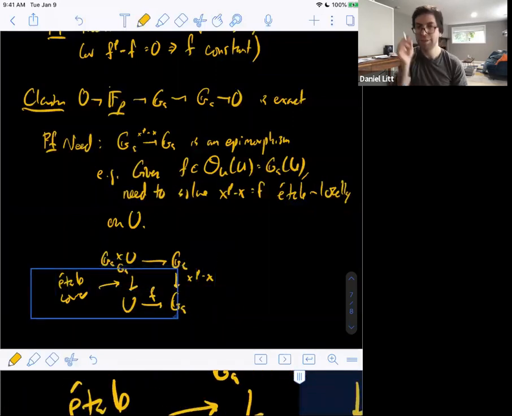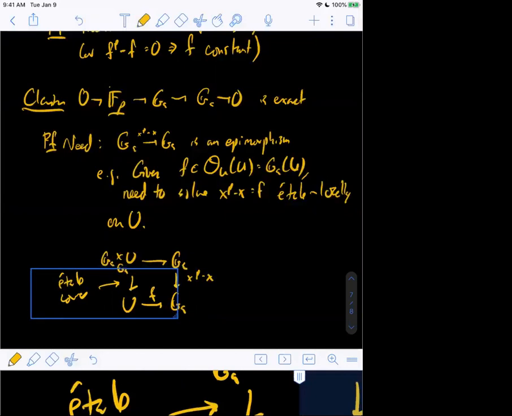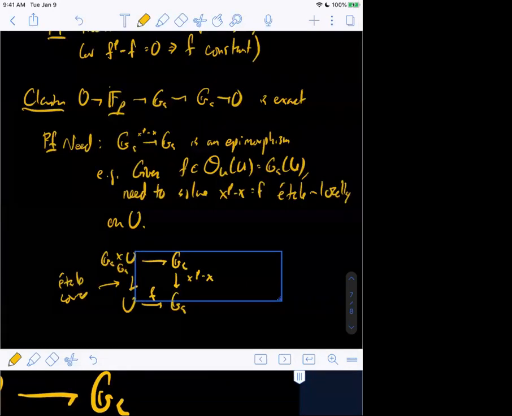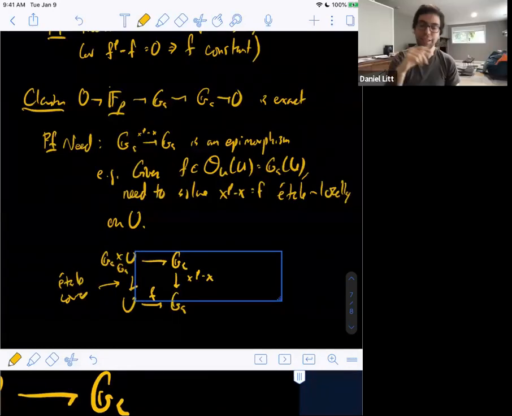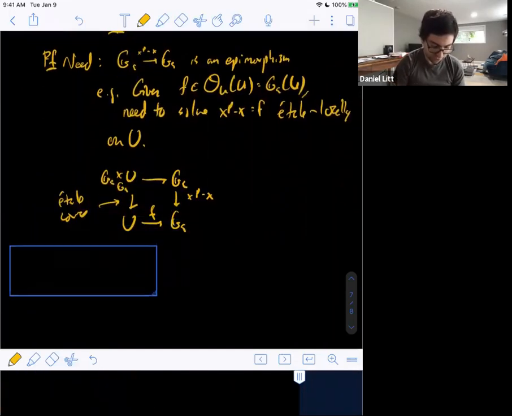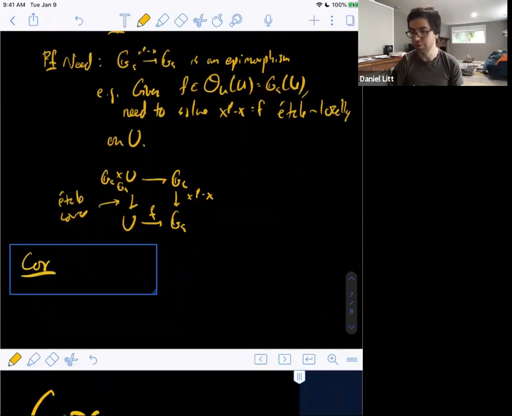So can anyone tell me why this is an Étale cover? Because it's the base change of an Étale cover. Yeah, exactly. So x to the p minus x is an Étale cover. And the key ingredient there is the observation that x to the p minus x is Étale. And why is that? The derivative is -1. That's exactly right. Yeah, the derivative is invertible. It's -1. Perfect.